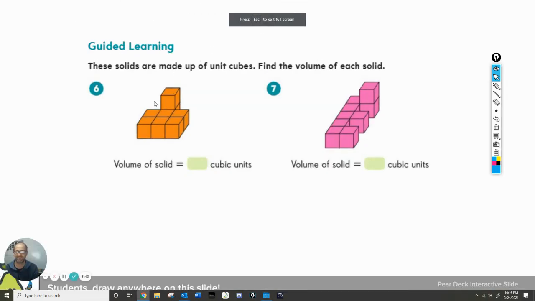All right, these guys are made up of unit cubes. Find the volume of each one. I'm going to pause just long enough to make my answers appear. You pause long enough just to write yours. All right, friends, do we agree?